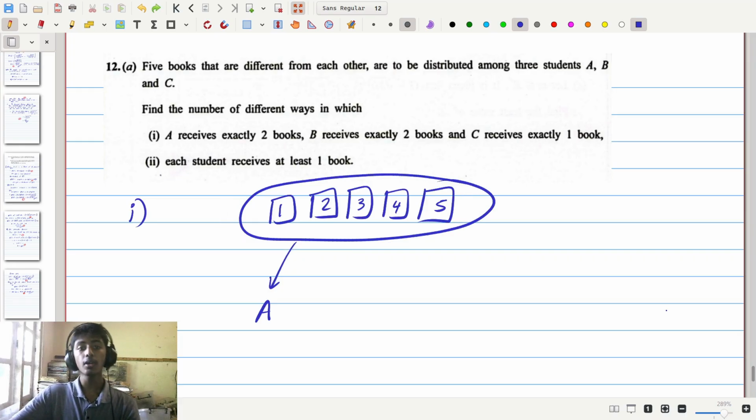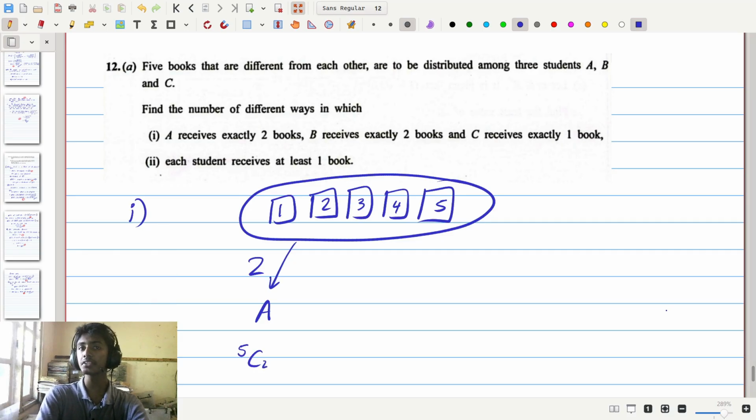Now, in order to find the number of ways in which we can choose 2 books, as we know, we need to use the choose function. So in this case, we have 5 total books that we need to choose from, and we need to choose 2 of them to go to A. So if we're choosing 2 of them to go to A out of the total 5, then the total number of ways in which we can choose the 2 books that go to A is 5 choose 2.